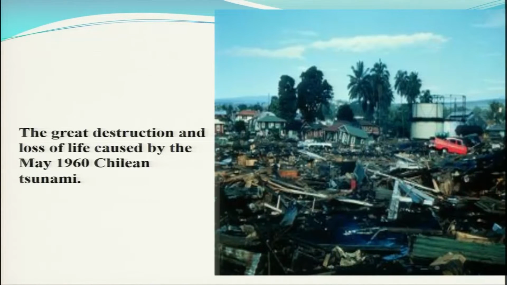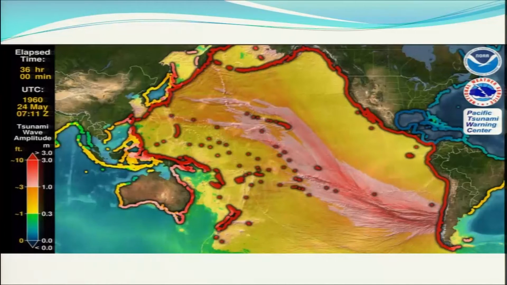So the destruction which was observed in the 1960 Chilean earthquake. So this is what I was showing, that we are having major subduction zones aligned along the ring of fire. This shows the 1960 rupture area and the directivity of the tsunami.